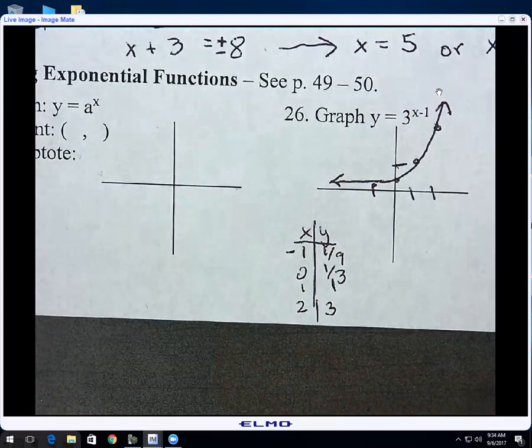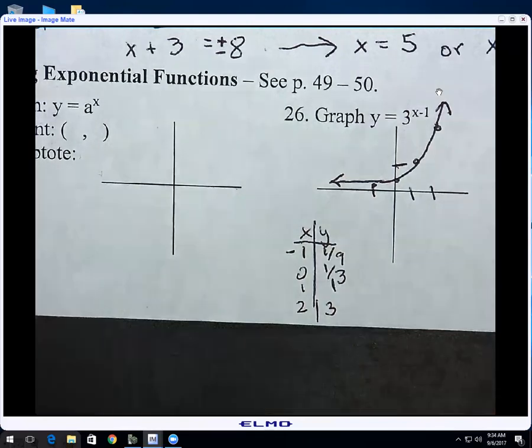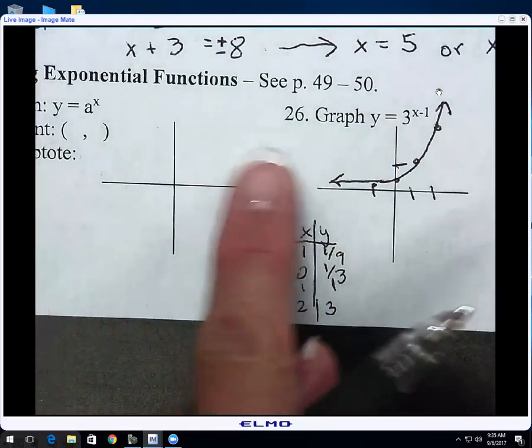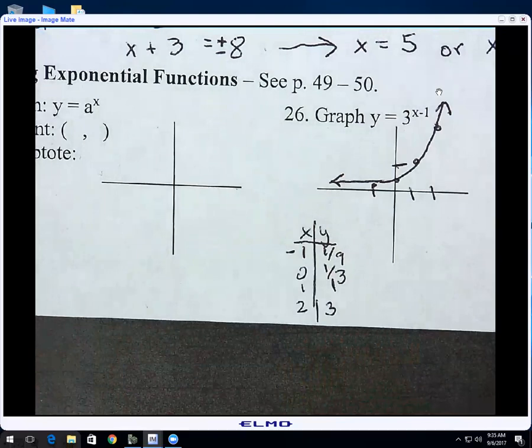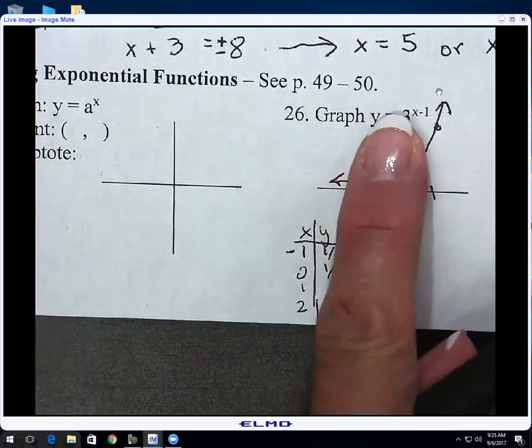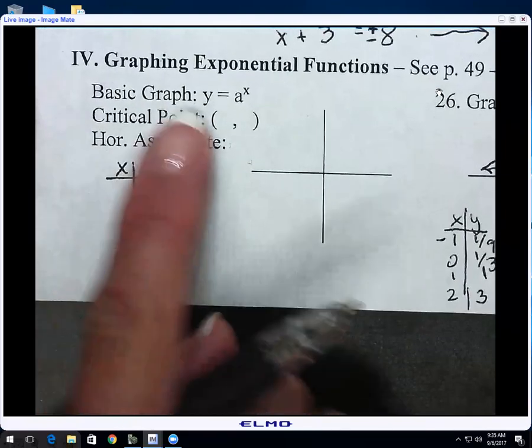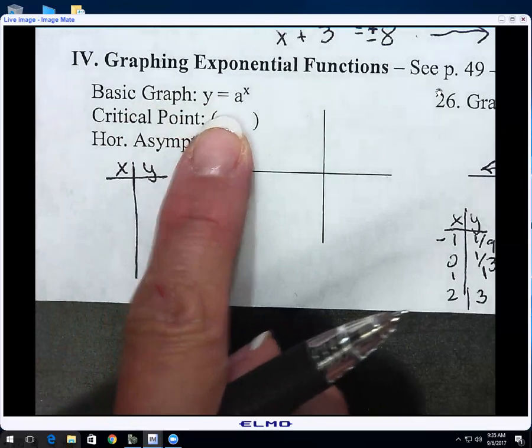What do you call the horizontal line that a graph gets closer and closer to as x goes to either positive infinity or negative infinity? It's an asymptote. That's the basic shape of the graph of any exponential function with a base bigger than 1. And we'll talk about when the base is not bigger than 1 in a minute. But these are the things that you just need to know about any exponential function in the whole wide world.